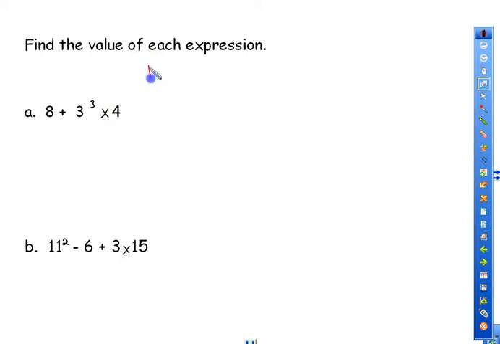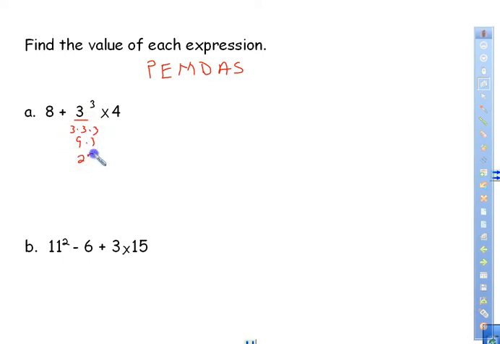Well, hopefully you wrote down your order of operations, PEMDAS. And PEMDAS, no parentheses, so we're going to do exponents, and 3 times 3 times 3 would be 9 times 3, which is 27. So I'm going to rewrite this: 8 plus 27 times 4.